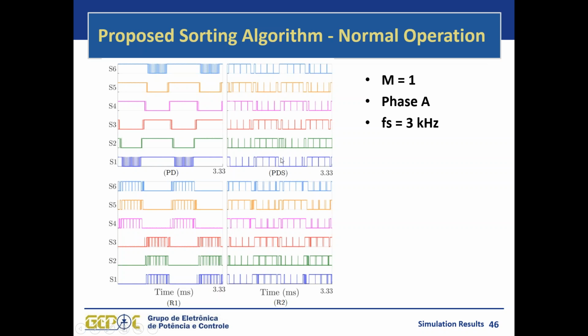And these are the results for our proposed strategy. So we can see that they have similar results, but for the R2 strategy, there are some intervals here in which the switches commutate with a higher frequency, such as like here and like here. And we don't see this behavior in the proposed PDS strategy.